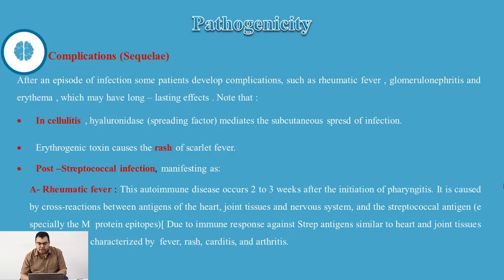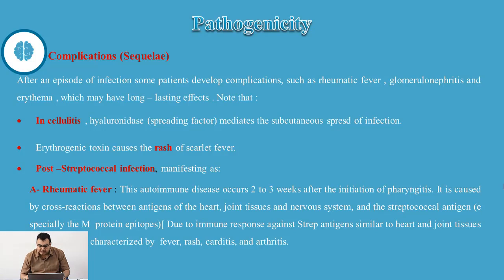Complications: after an episode of infection, some patients develop complications such as rheumatic fever, glomerulonephritis, and erythema, which may have long-lasting effects. Note, in cellulitis, hyaluronidase mediates the spread of infection. Erythrogenic toxin causes the rash of scarlet fever. Post-streptococcal infection manifesting as rheumatic fever.